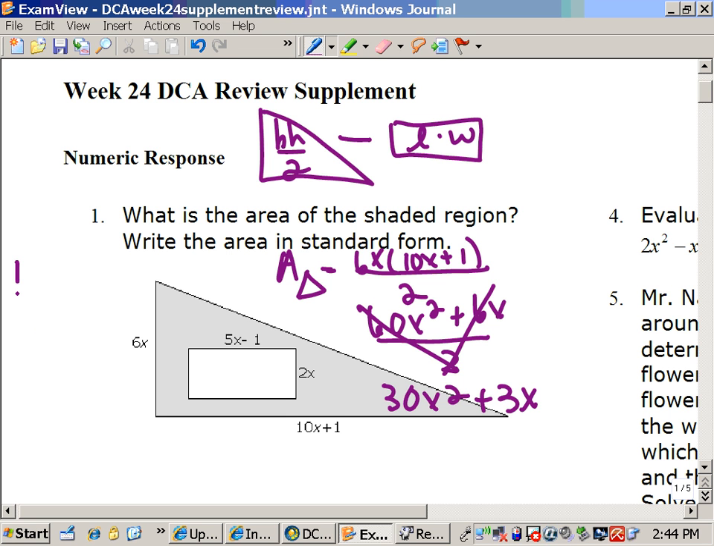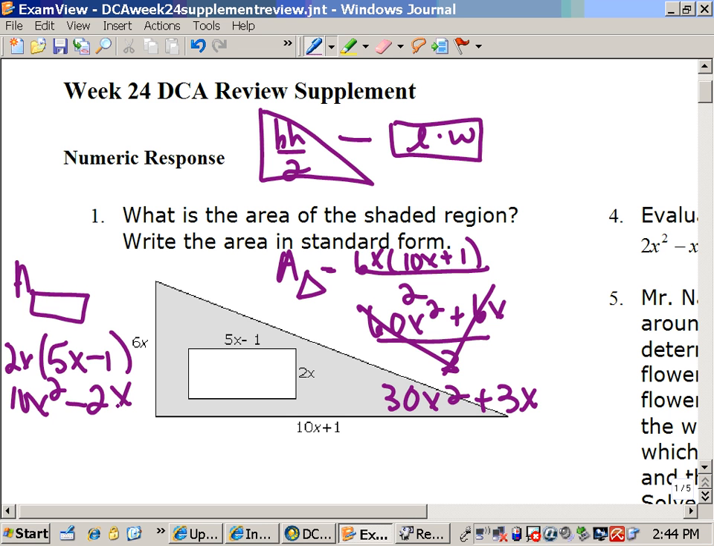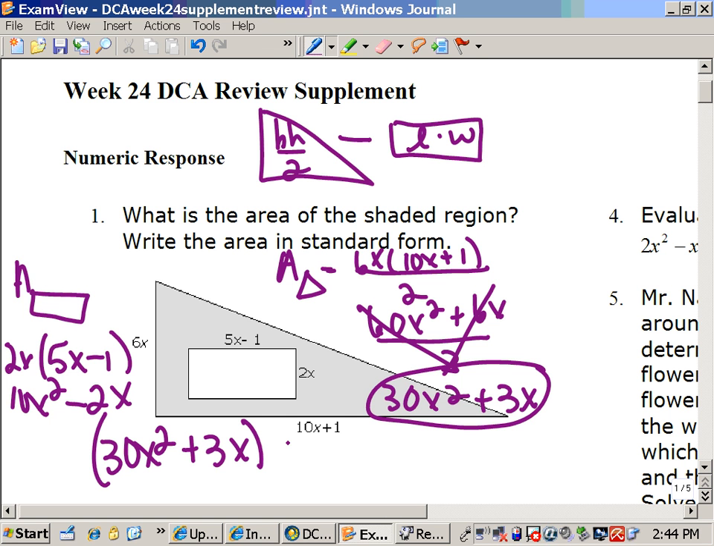So over here I'm going to do area of the rectangle, and I have to multiply 2x by 5x minus 1. That gives me 10x squared minus 2x. All right, now I have to take the triangle, which is 30x squared plus 3x. That's one of the polynomials. I have to subtract the second polynomial, which is 10x squared minus 2x.